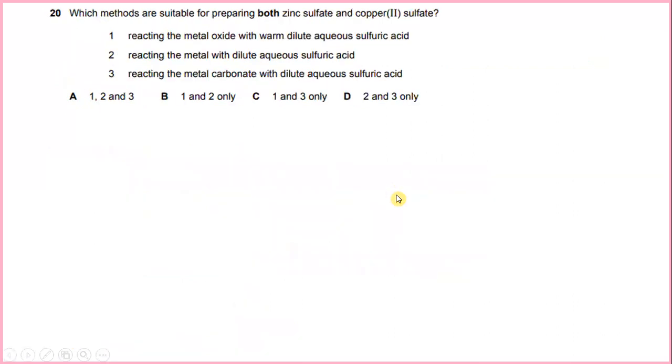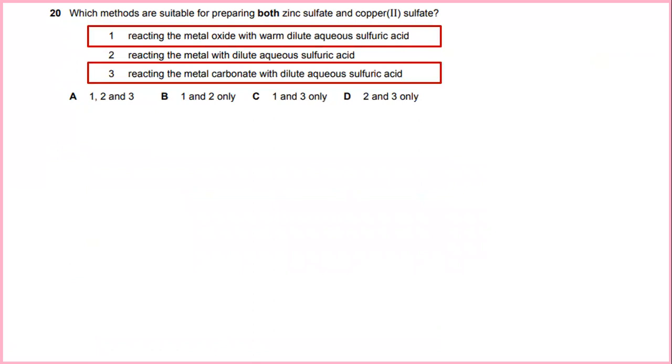Number 20, which methods are suitable for preparing both zinc sulfate and copper(II) sulfate? Number 1 is reacting the metal oxide with warm dilute aqueous sulfuric acid, and number 3 is reacting the metal carbonate with dilute aqueous sulfuric acid. That will be numbers 1 and 3, which is C.